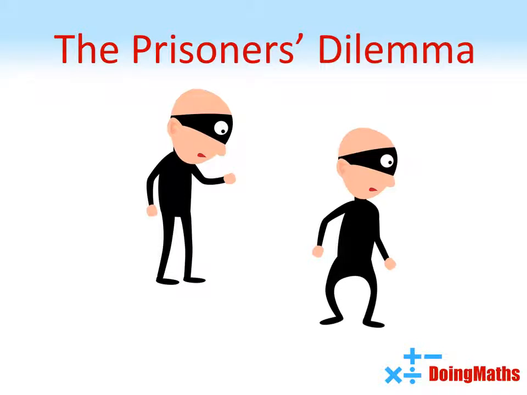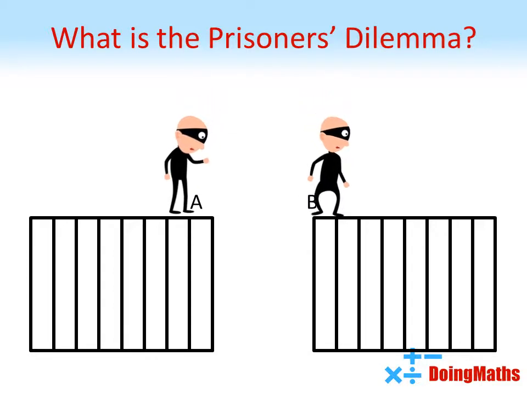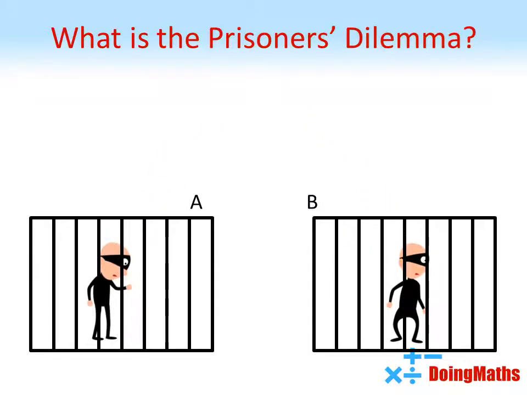The prisoner's dilemma. Two criminals are arrested for robbing a bank. Unfortunately, the police don't have enough evidence to convict them of the bank robbery, only enough to convict them of the lesser charge of carrying a weapon. So, the police put the two criminals into separate rooms to interrogate.